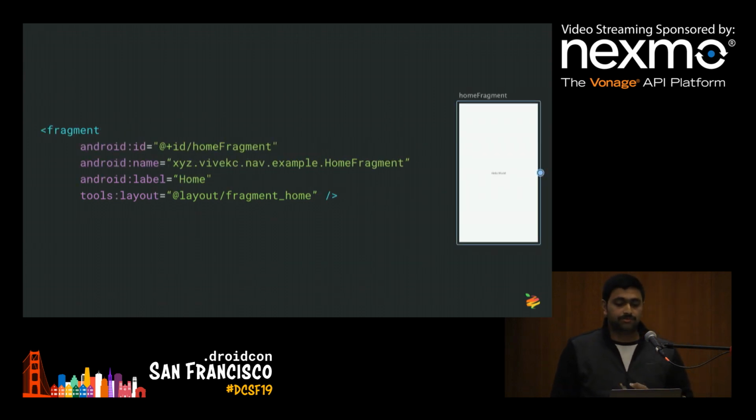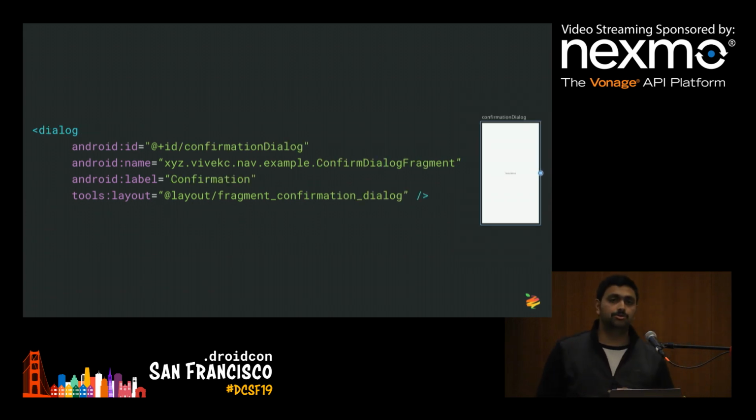The next one is fragments. It's the same thing as Android. You just use a fragment tag with ID, name, label, and layout. This is how it would look on a navigation graph. It has the ID at the top, and it shows a nice little preview.